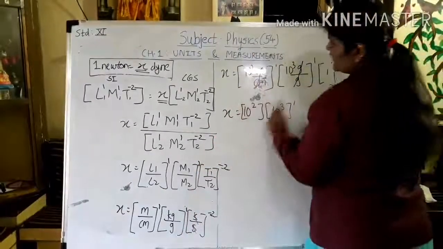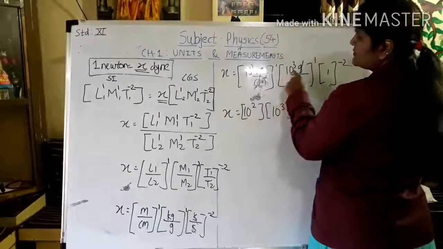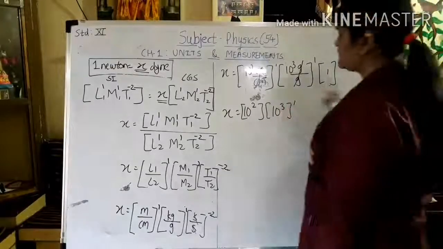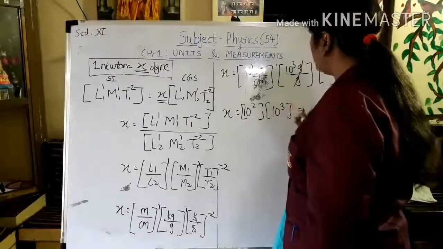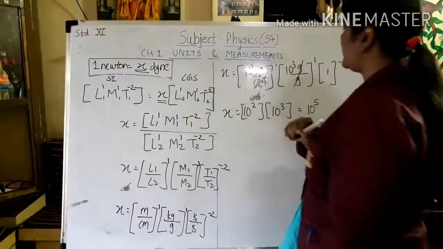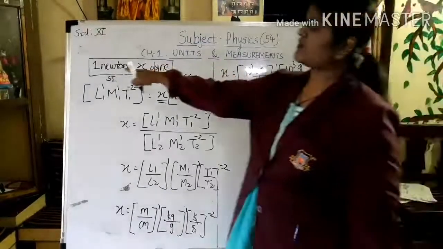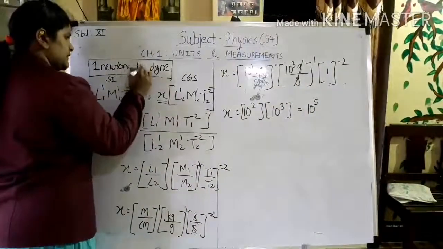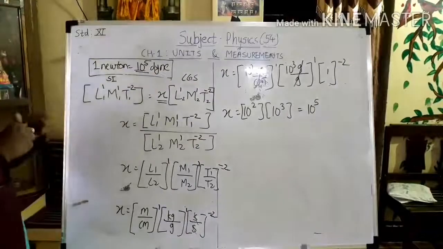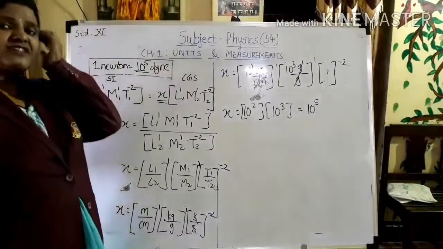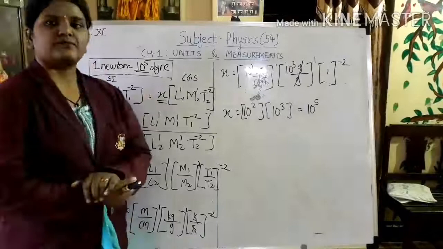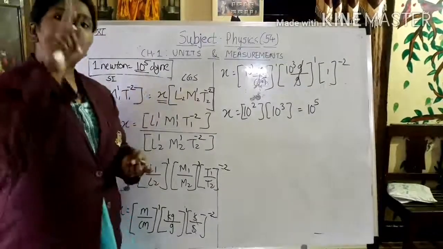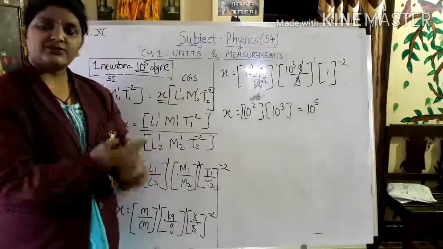Ten raised to 2 raised to 1 will be 10 raised to 2 itself. 10 raised to 3 raised to 1 will be 10 raised to 3 itself. 1 raised to anything will be 1. So by combining both of them, you are getting 10 raised to 5. So the conversion factor between Newton and dyne is 10 to the power 5. So 1 Newton is equal to 10 raised to plus 5 dyne. So what is the reverse relation? 1 dyne will be 10 raised to minus 5 Newton. Okay, it will get reversed.